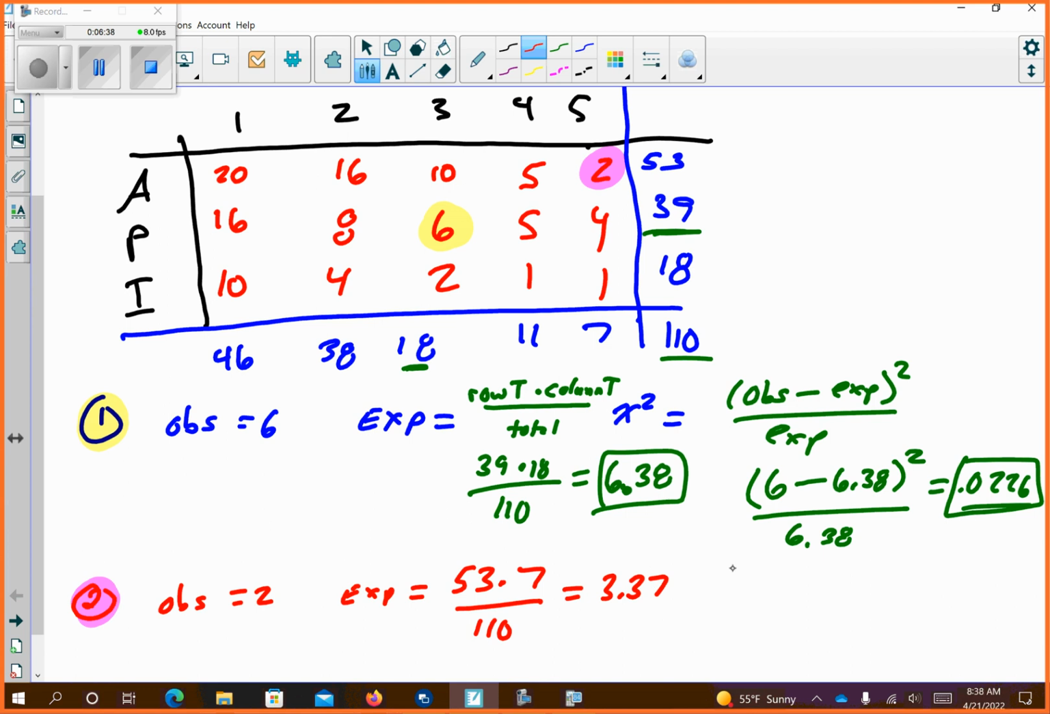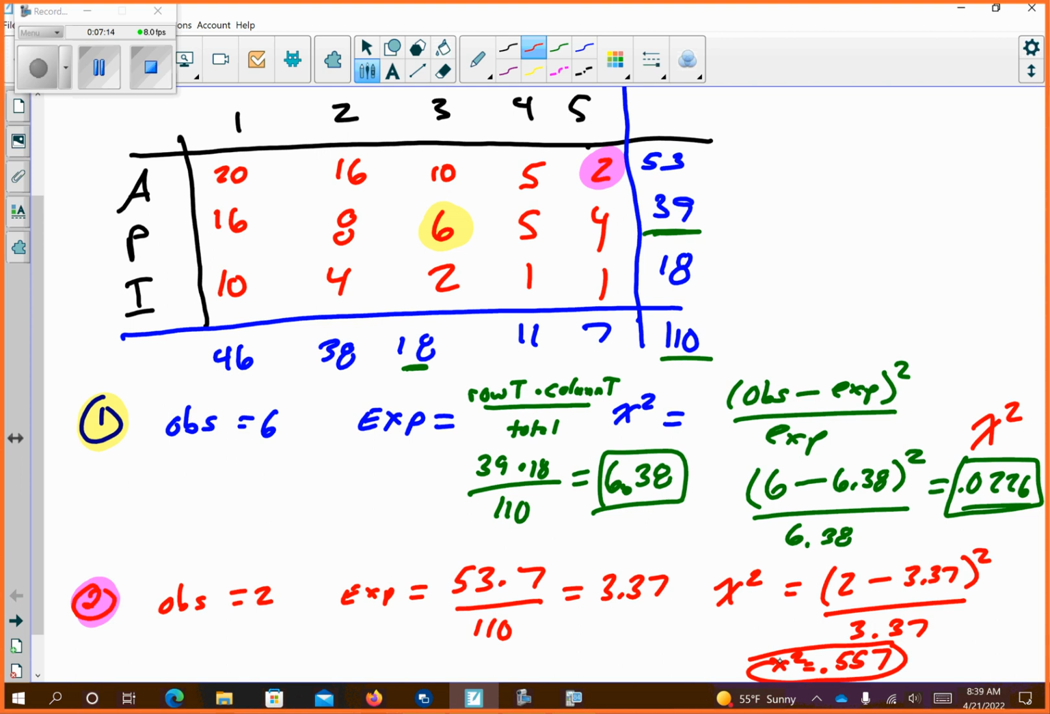And then if we're looking for the chi-squared, we're going to do the same thing. Observed was 2 minus the expected, 3.37, quantity squared divided by 3.37. And if we do that math, the chi-squared value there is going to be 0.557. Okay. And again, we're not plugging this into the calculator yet, doing normal CDF or anything like that.